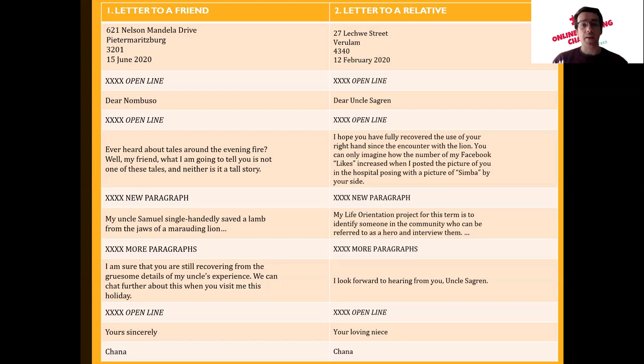You would then leave another line between the first paragraph and the second. My Uncle Samuel single-handedly saved a lamb from the jaws of a marauding lion. So clearly this is a dramatic event that is now taking place in China's life that he's now wishing to share with Nombuso. So you would leave then another line and continue to elaborate. I'm sure that you are still recovering from the gruesome details of my uncle's experience.